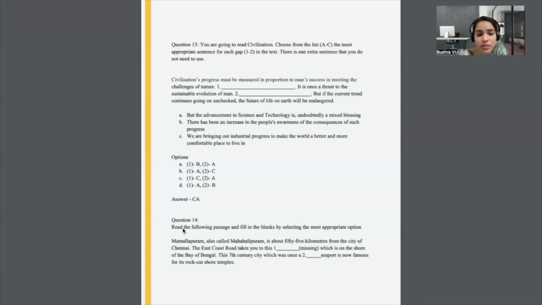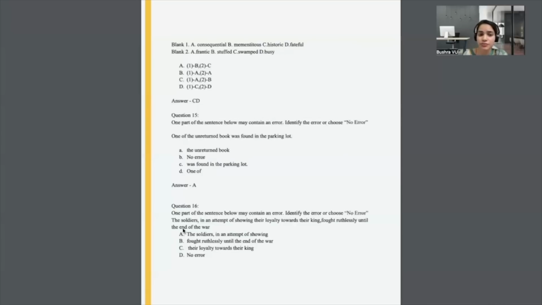Okay, now let's move to the 14th question. Read the following passage and fill in the blanks by selecting the most appropriate option. Mamallapuram, also known as Mahabalipuram, is about 55 kilometers from the city of Chennai. The East Coast Road takes you to... consequential, momentous, historic, faithful. Okay.